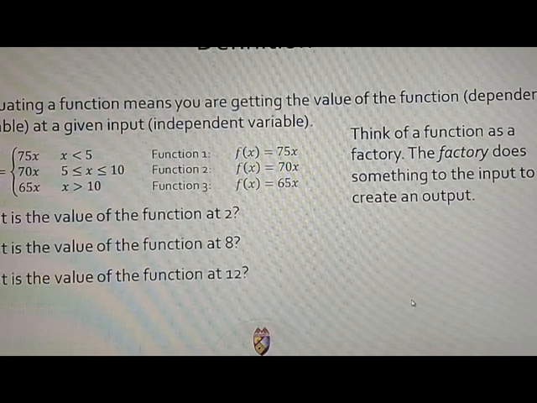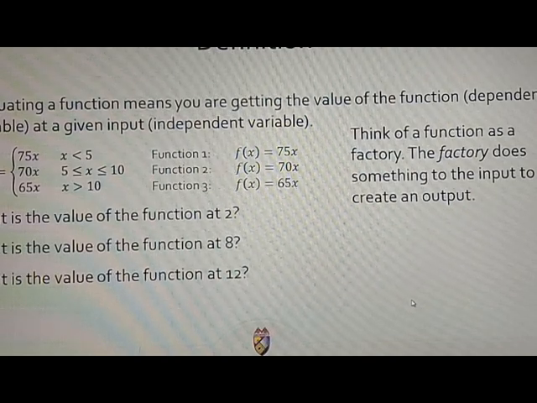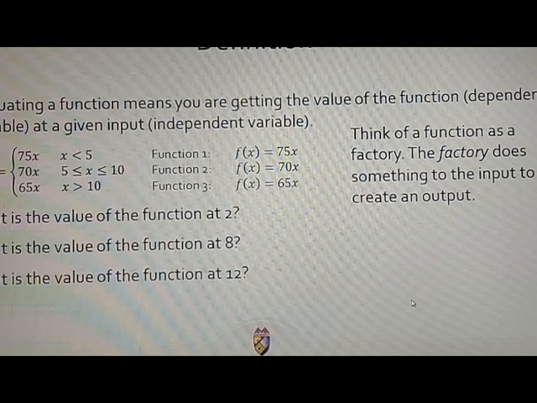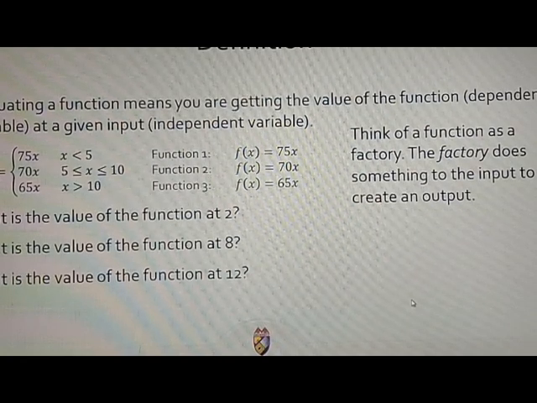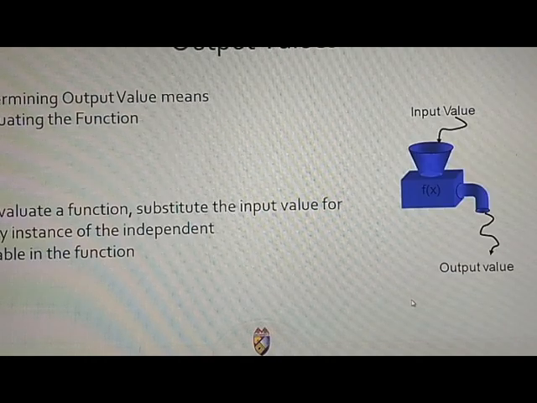Think of a function as a factory. The factory does something to the input to create an output. Di ba? Paano ba ginagawa yung shirts? Nag-uumpisa sa tela, and then pinaprocess, and then you have your output. Next.